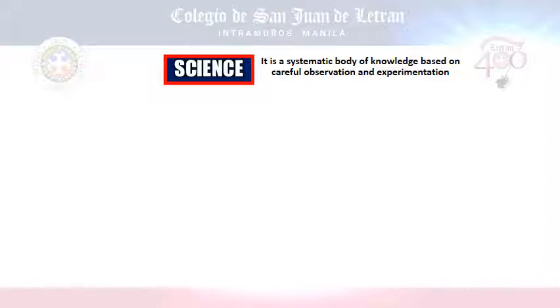Science is a systematic body of knowledge based on careful observation and experimentation. Systematic means process. When we talk about process, it refers to step-by-step procedure. Step 1, step 2, step 3. You cannot proceed to step 3 without undergoing steps 1 and 2, and that is a process.